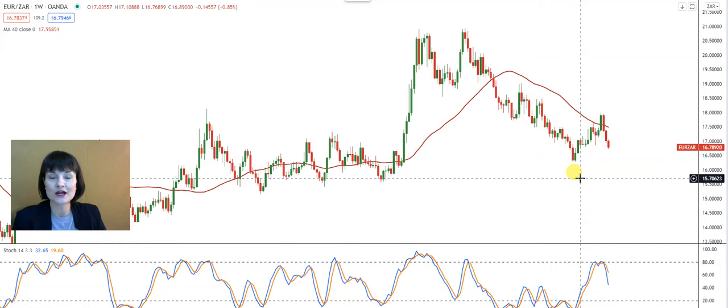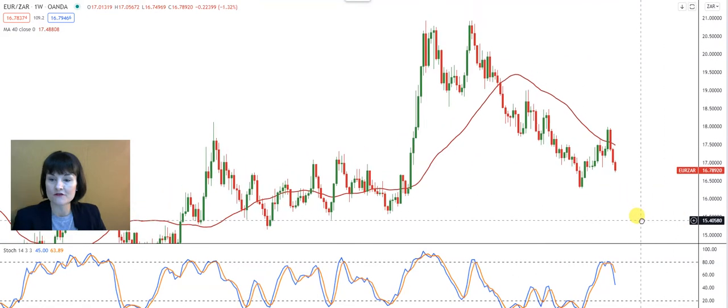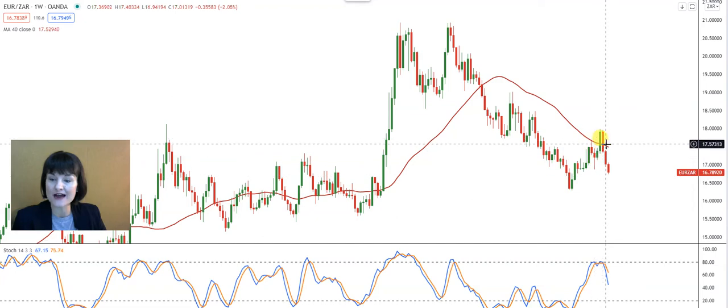Mary wanted us to look at the Rand against the Euro. And we can see clearly on this weekly graph, Mary, that the 40-week moving average, that represents that red line, has now changed into a resistance. And that tells us the long-term sentiment towards the Rand against the Euro is a stronger Rand.